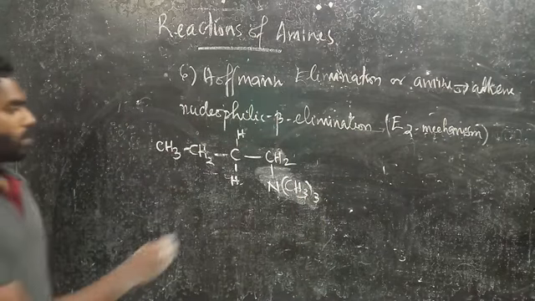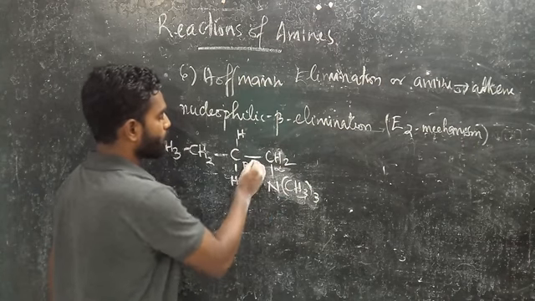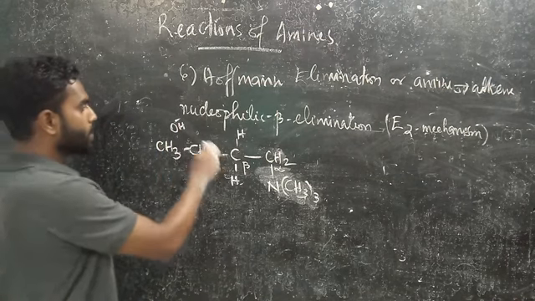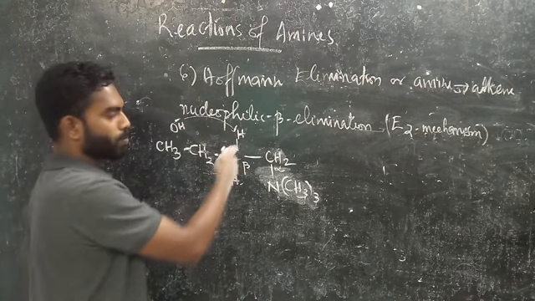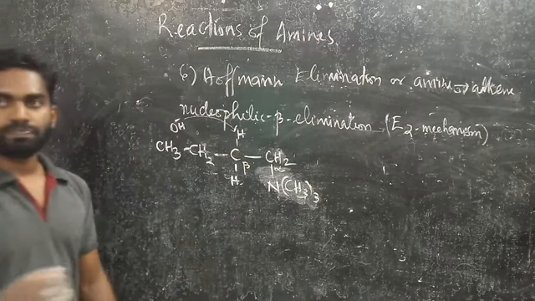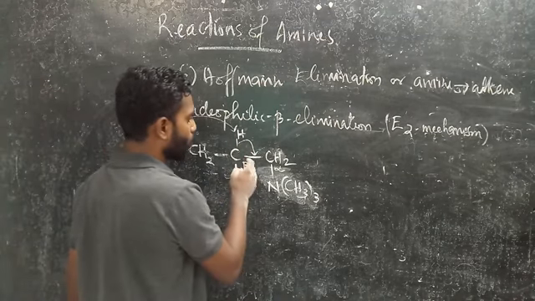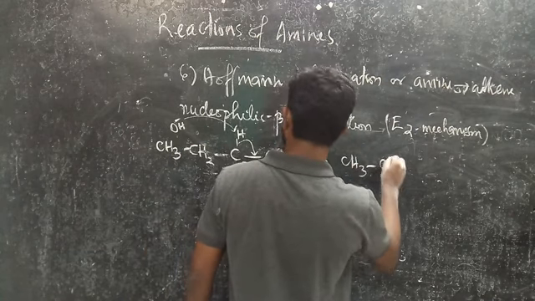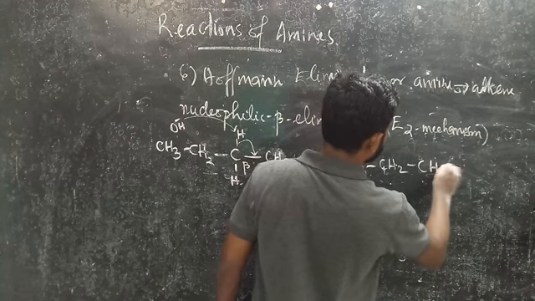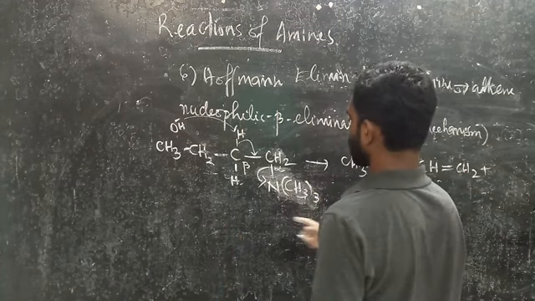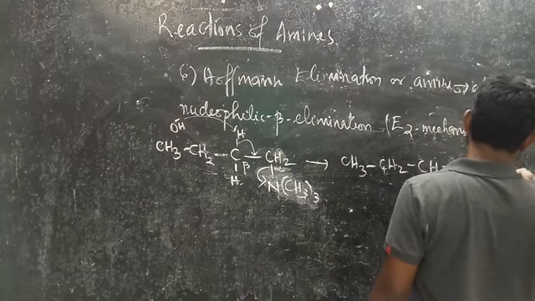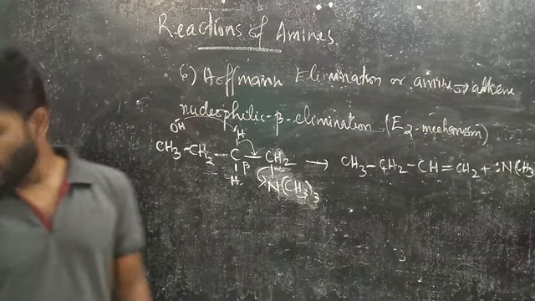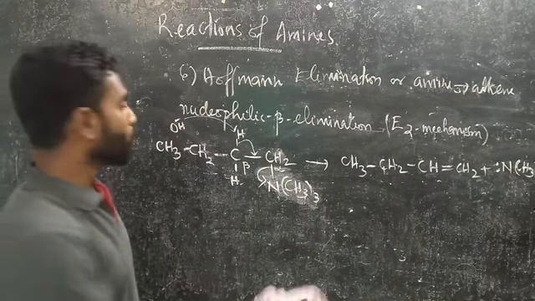When this is the alpha carbon, this is the beta carbon. First, OH minus pulls away a proton from the beta carbon, or the base abstracts a proton, and the electron pair shifts here to form a new pi bond, and the N(CH3)3 group leaves from here to get CH3CH2CH=CH2, and the N(CH3)3 leaves with an electron pair.